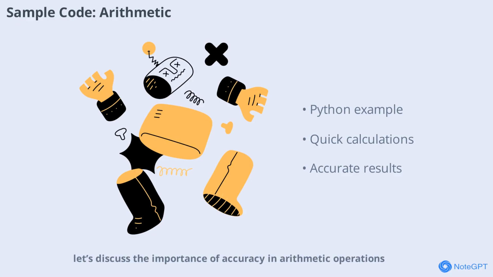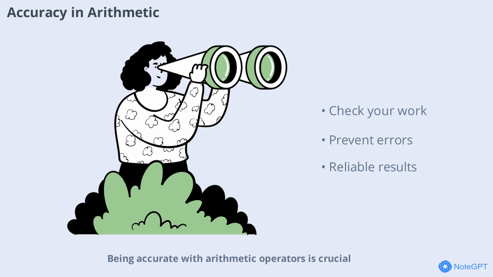Next, let's discuss the importance of accuracy in arithmetic operations. Being accurate with arithmetic operators is crucial. A small mistake in calculation can lead to big problems, especially in fields like engineering, finance, or science. Double-checking your work and understanding the order of operations helps prevent errors. Whether you're balancing a budget or writing code, accuracy ensures your results are reliable.